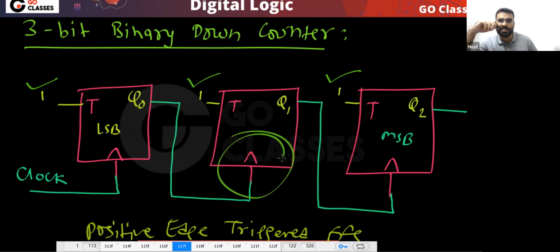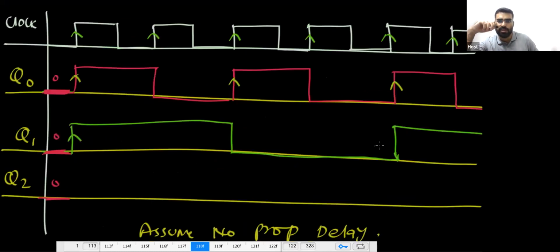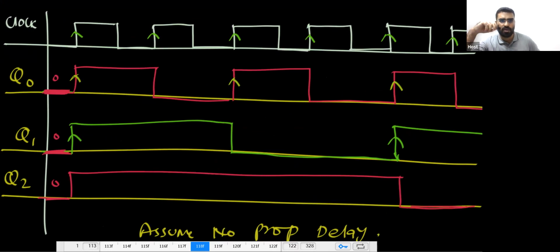So with every rising edge, this will toggle. Okay, so now you can notice this will happen. Now with every rising edge, this Q2 will also toggle. This Q2 will toggle with every rising edge of Q1. Okay, so finally, what output did you get?